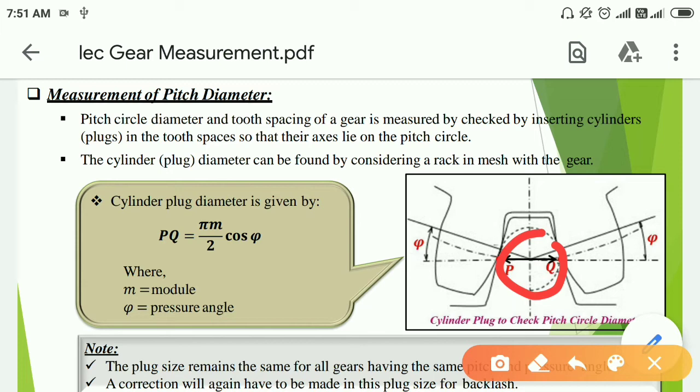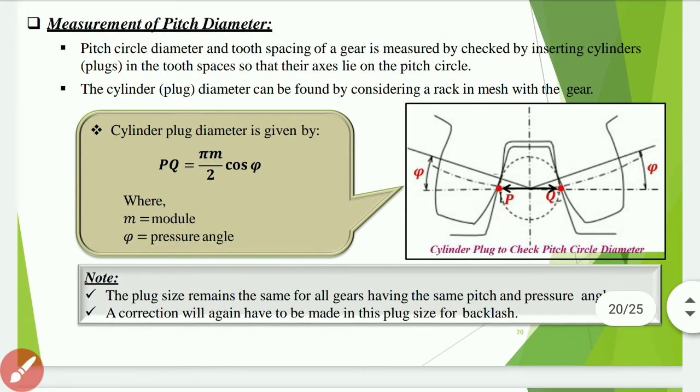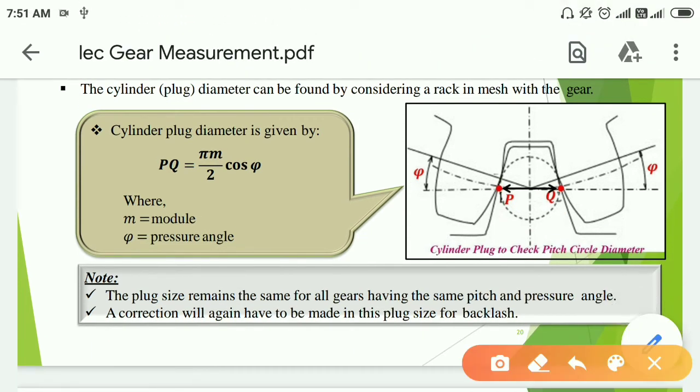The cylinder diameter can be found by considering a rack in mesh with the gear. Cylinder plug diameter is given by PQ is equal to pi into m by 2 cos phi, where m is the module, phi is the pressure angle. Here we should take note that the plug size remains the same for all gears having the same pitch and pressure angle. A correction will again have to be made in this plug size for backlash.